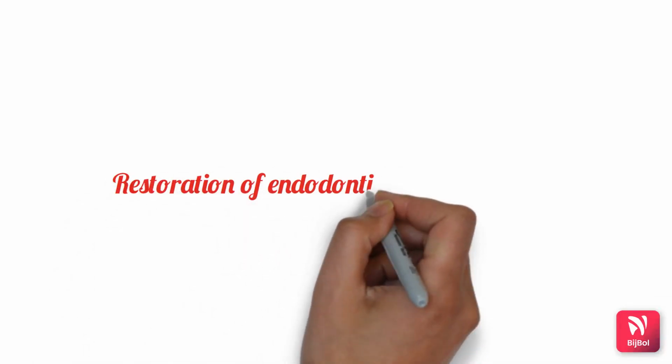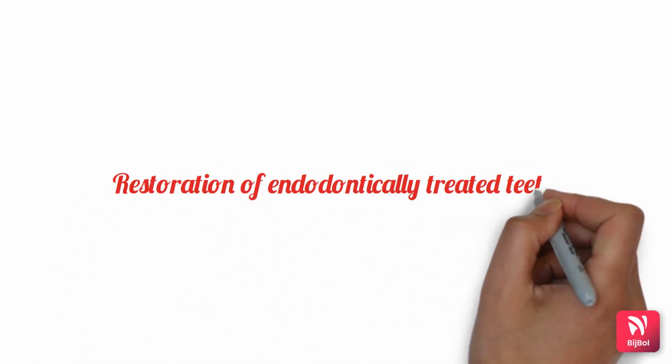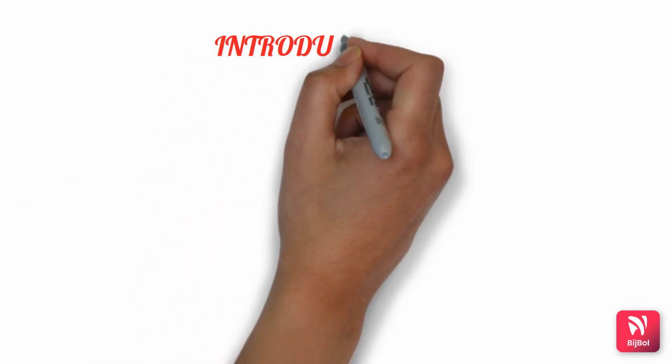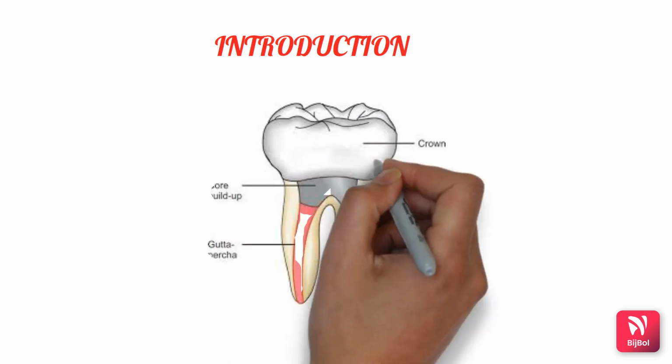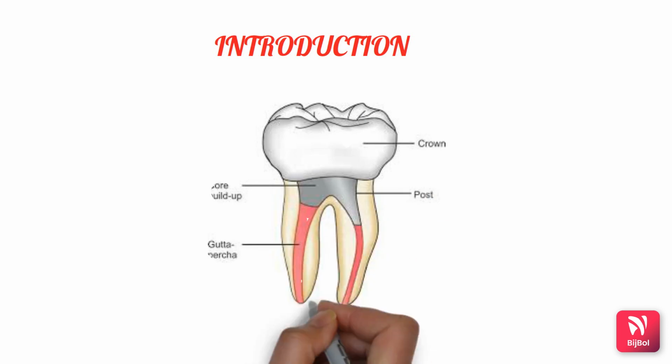So, the restoration of endodontically treated tooth is today's topic. The importance of the coronal restoration is that the post-endodontic coronal restoration is important to prevent the ingress of microorganisms into the coronal pulp. It also helps in preventing coronal leakage, so it should provide an adequate coronal seal and long-term follow-up to evaluate the integrity of the restoration.